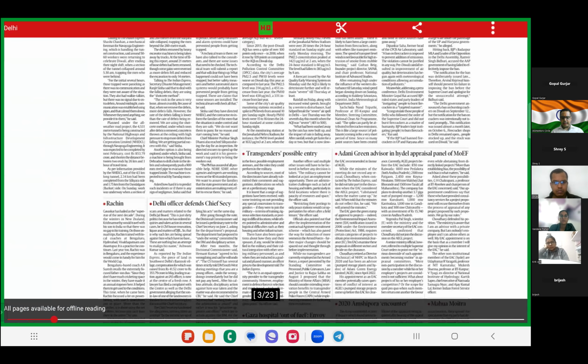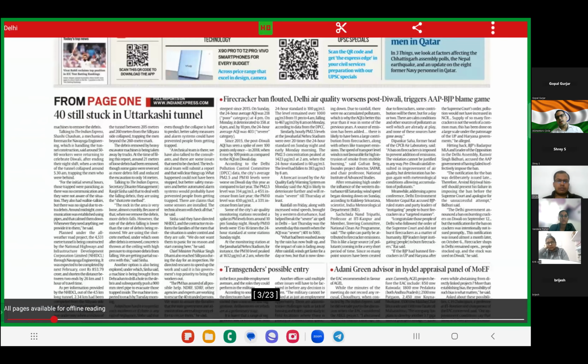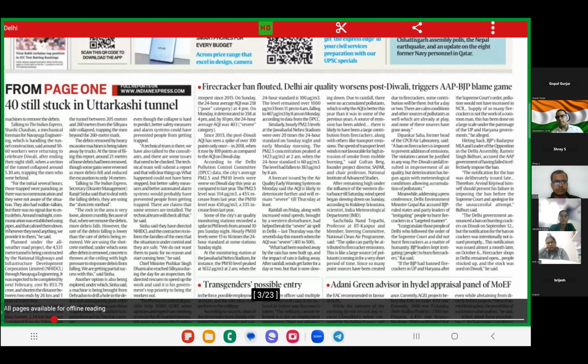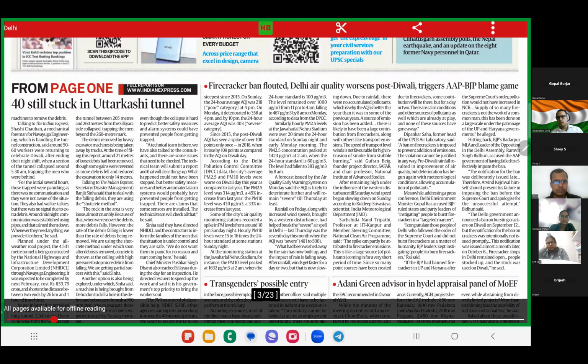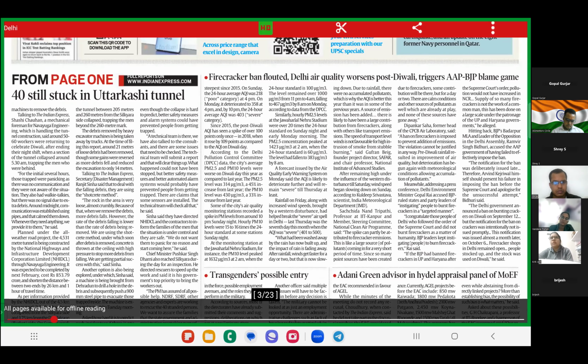Firecracker ban flouted in the Delhi air quality. Firecracker ban flouted in Delhi. Simple thing, gap between theory and practice. Integrity was not there. Okay, integrity was not there. When you're not following your law, you are not person with integrity. ठीक है.